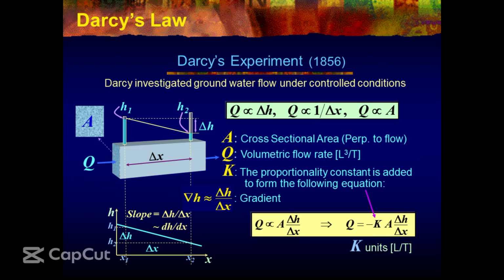This is the cross-sectional area of flow. The higher the cross-sectional area of flow, the greater the flow rate, isn't it? This is perpendicular to the flow. The cross-sectional area is perpendicular to the flow, and this is the volumetric flow rate. Now, from mathematics, we combine all this using the proportionality sign, and when we remove the proportionality sign, we introduce a constant called the hydraulic gradient. Okay? Called the hydraulic gradient.